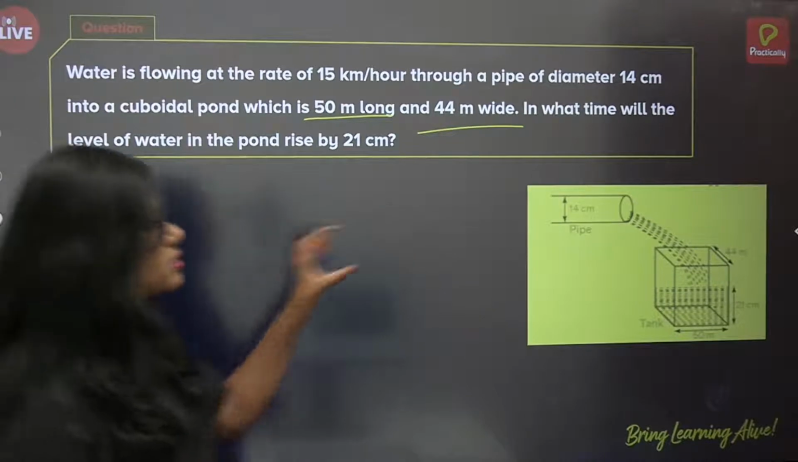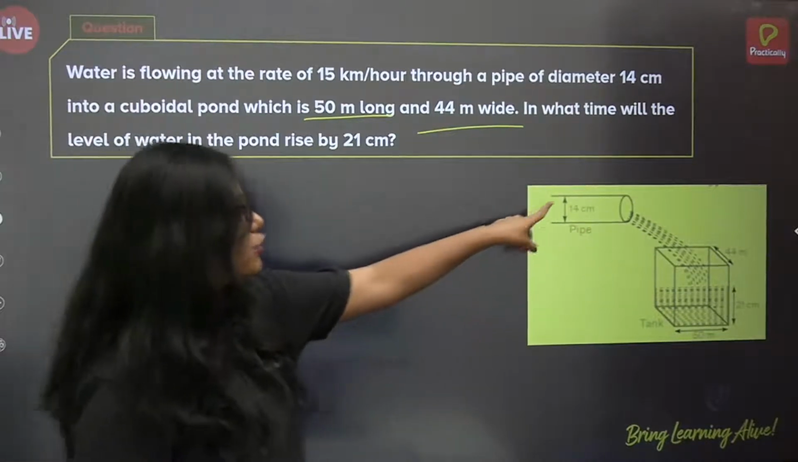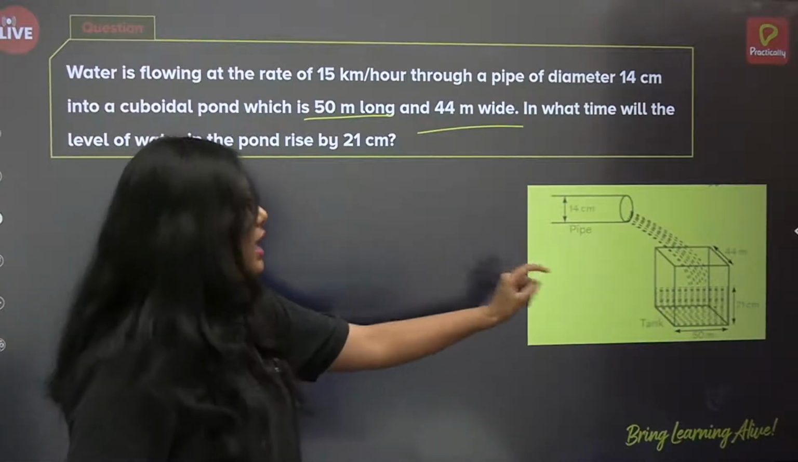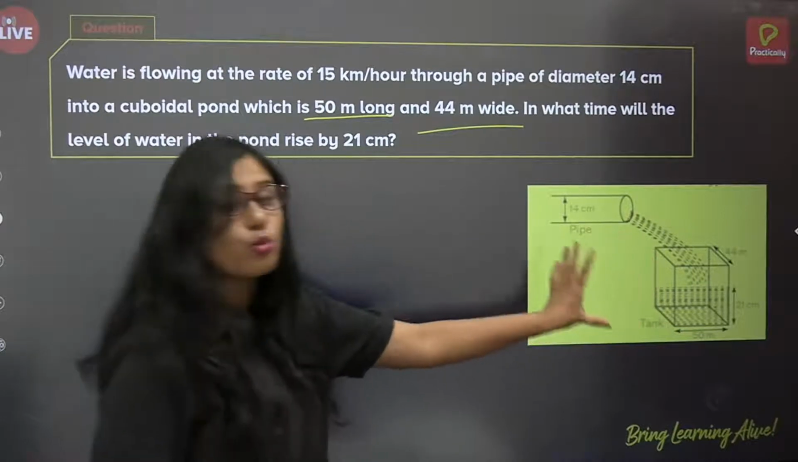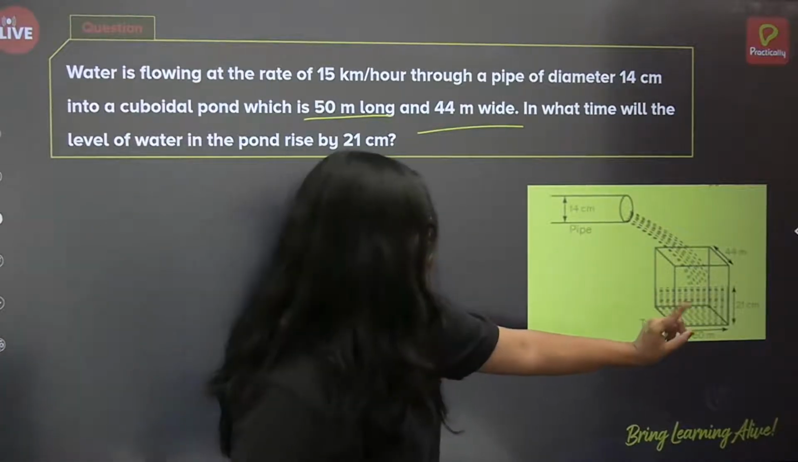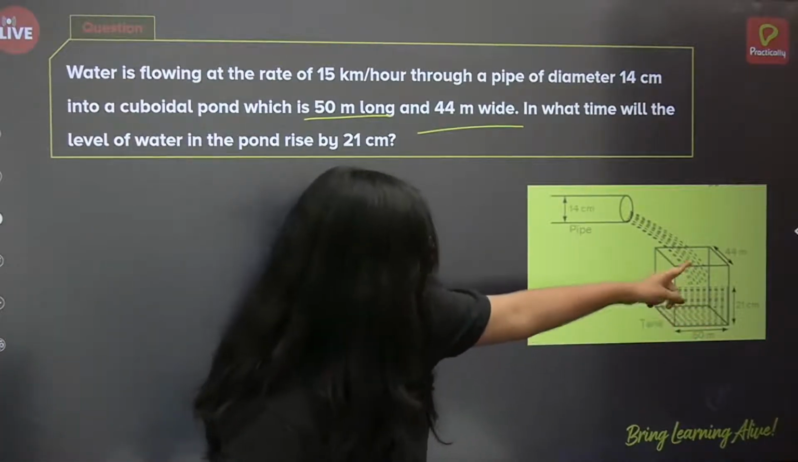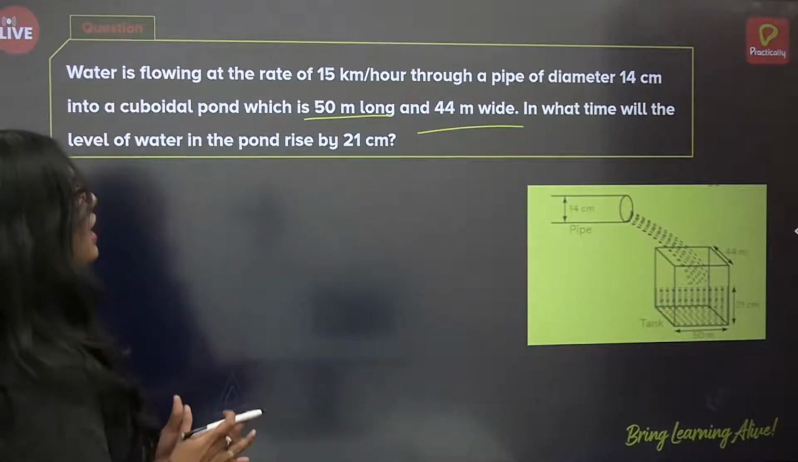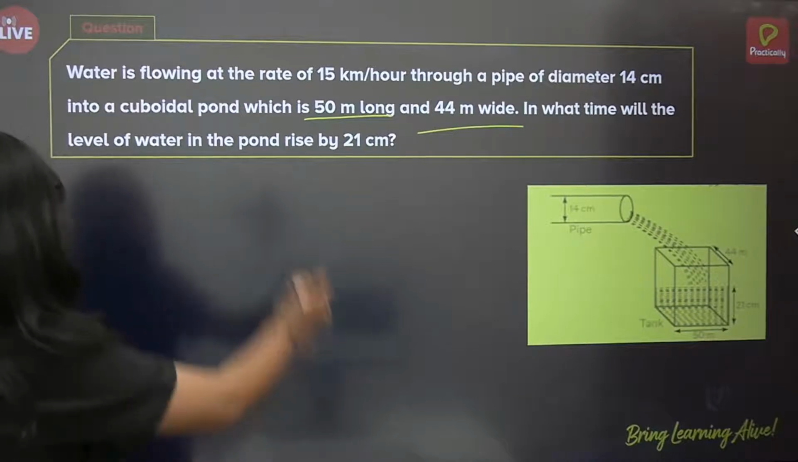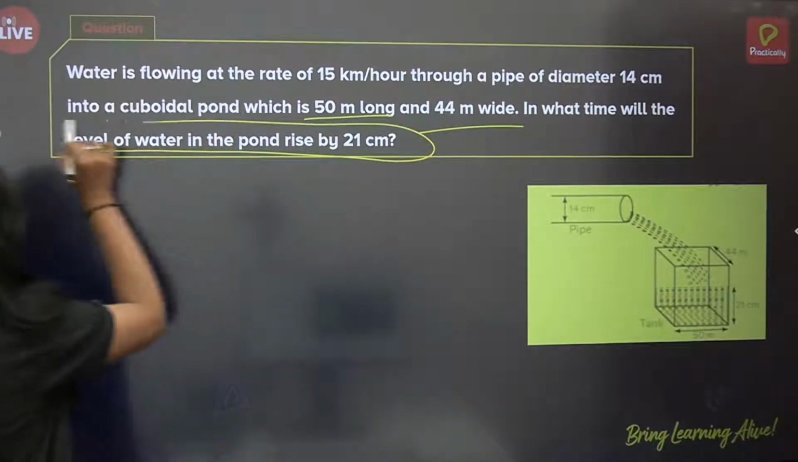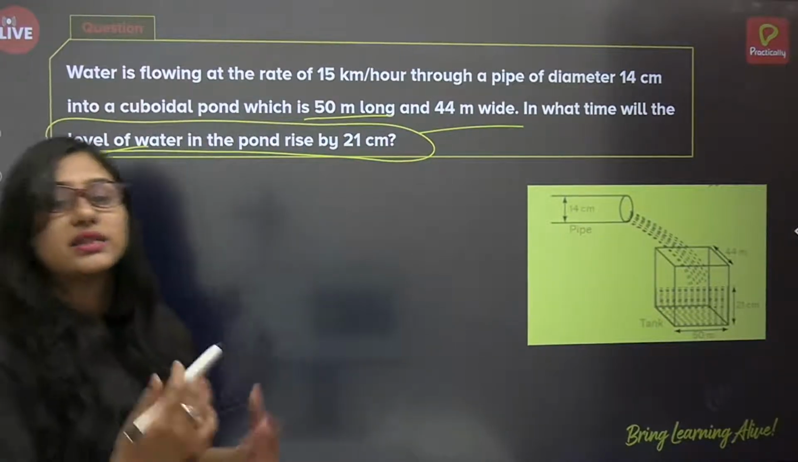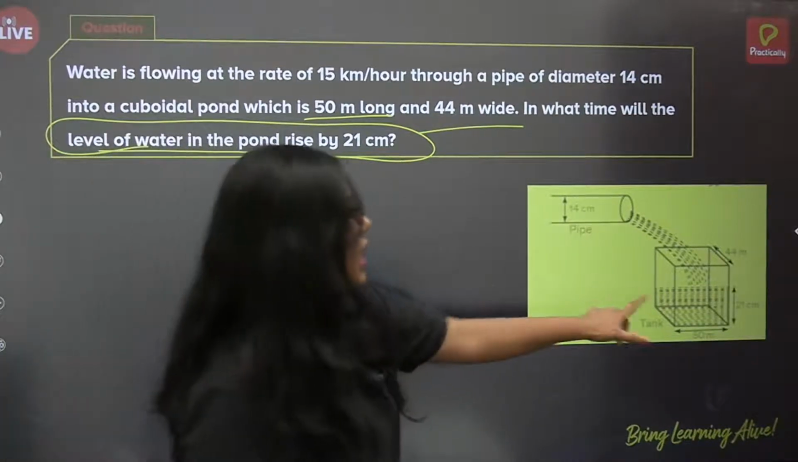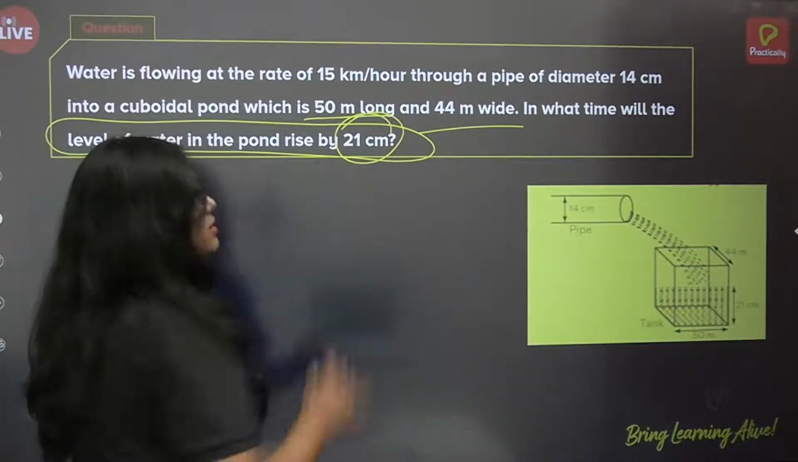So there is a cylindrical pipe. The diameter of it is 14 centimeters, right? And there is the cuboidal pond. The length is 50, 21 is height and 44 is width, right? Now what do we have to do? In what time will the level of water in the pond rise by 21 centimeters? That is why here the height is considered to be 21 centimeters.